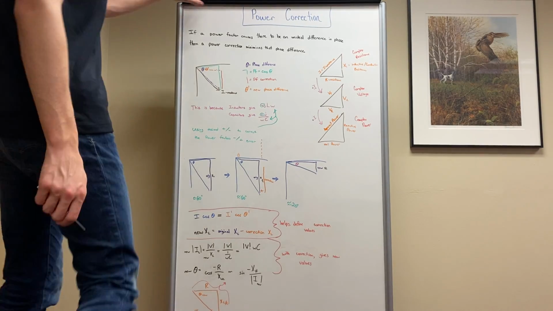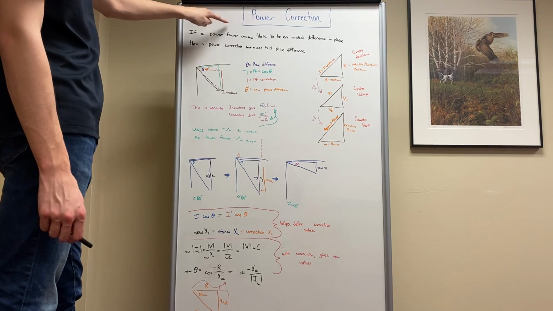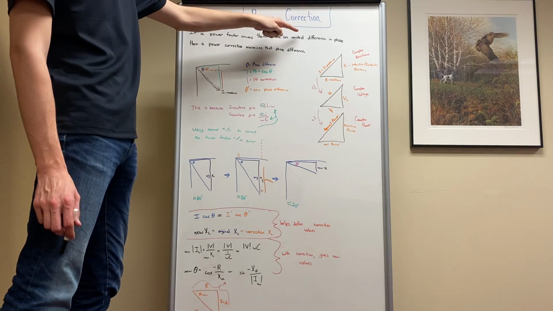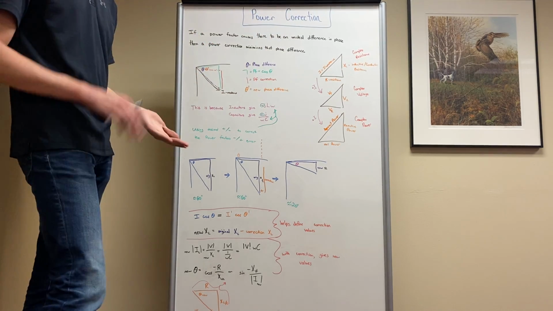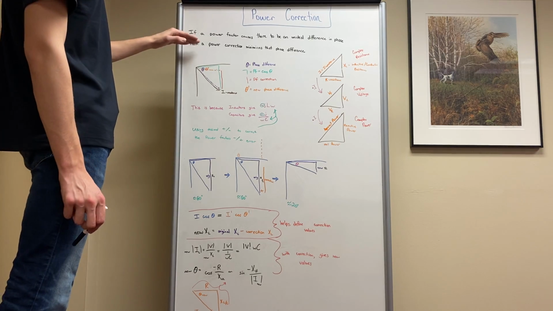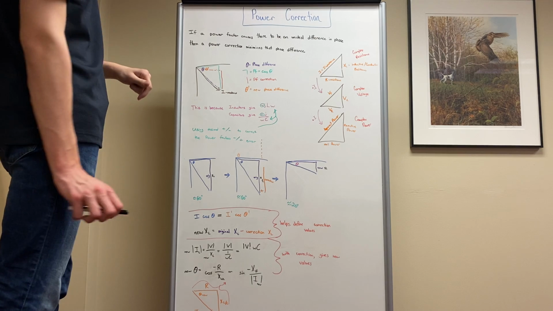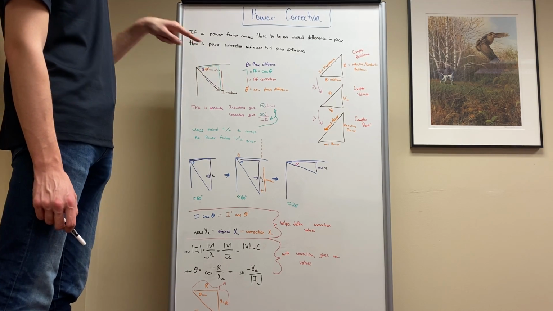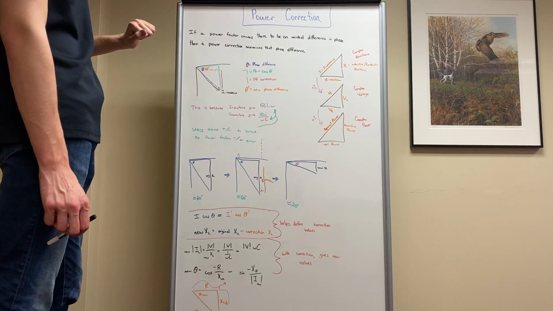In this video, I'm going to be explaining power correction, which is the follow-up to my video on power factor. So if power factor causes there to be an unideal difference in the phase between a voltage and a current, then power correction minimizes that phase difference. And it does that by adding power factor correction, which adjusts that phase difference back.